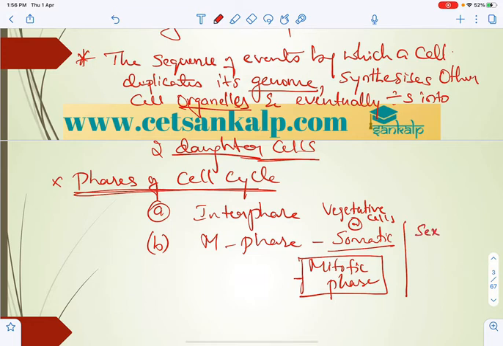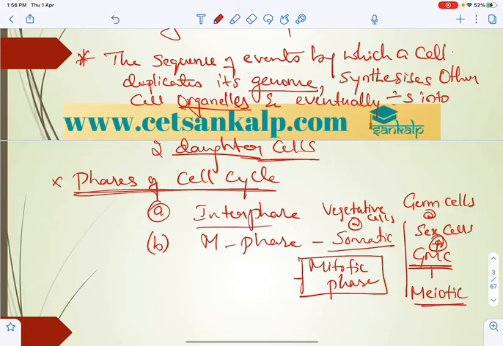And in sex cells, or gamete mother cells, also called germ cells, which divide, the M phase is called the meiotic phase. So interphase is common in both vegetative or somatic cells and germ cells, whereas the M phase is the mitotic phase in somatic cells and the meiotic phase in sex cells or gamete mother cells.